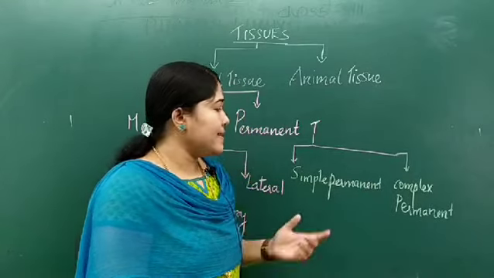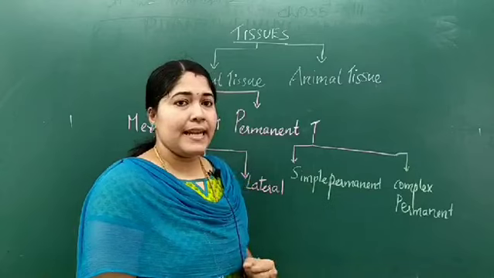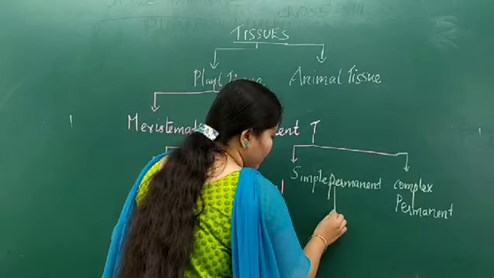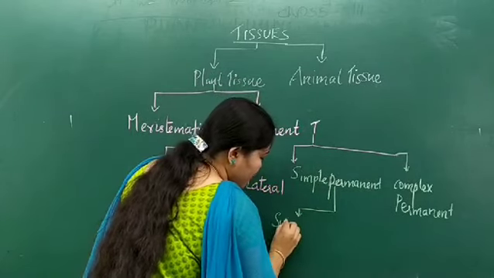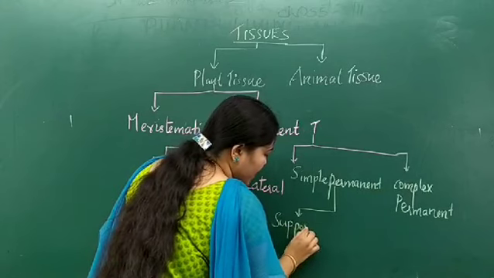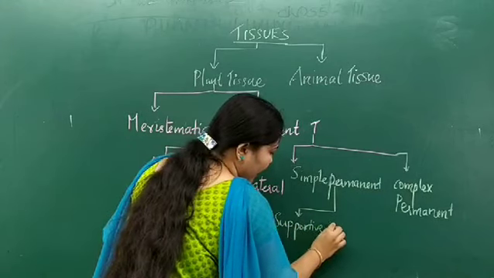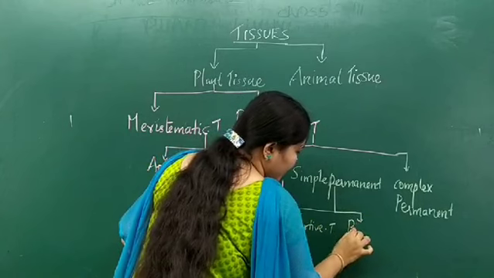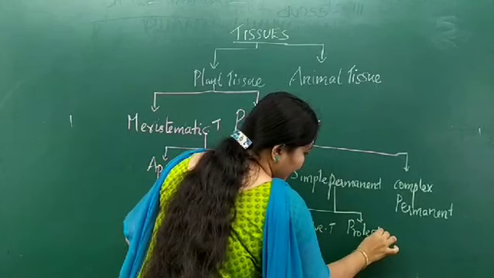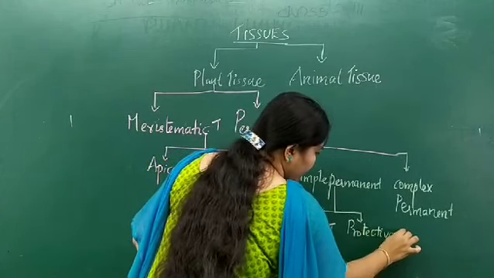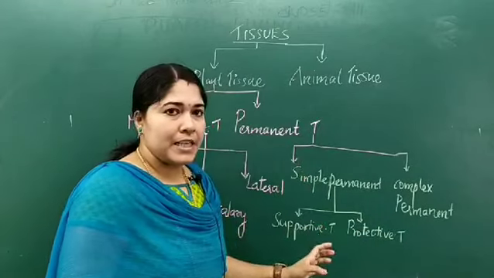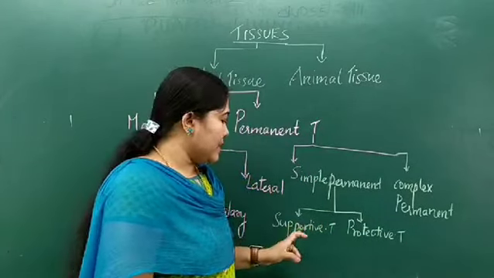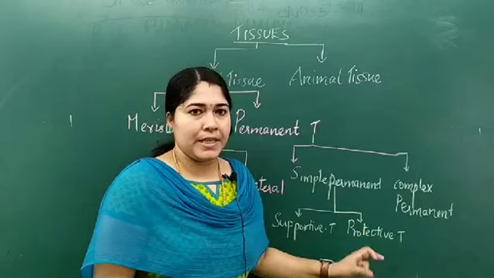And this simple permanent tissue is again classified into two types. We call them supportive tissue and protective tissue. Simple permanent tissue is classified into supportive tissue and protective tissue.